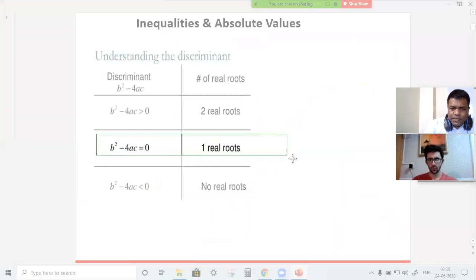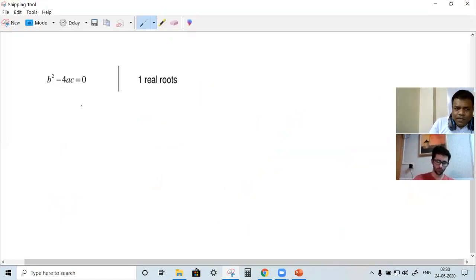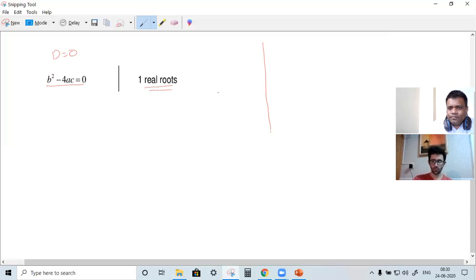Now I'm going with the second case, when b square minus 4ac is equal to 0. It means the discriminant is 0. When the discriminant is 0, you get only one real root. It means the parabola is going to cut the x-axis at a single point, like this.